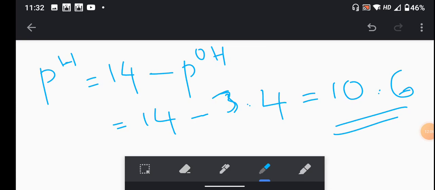So today we discussed about the concept of pH, what are the different names given for the P in pH, and what will happen if the concentration of H plus increases: the pH will decrease. And we did two exercises, two questions on pH.